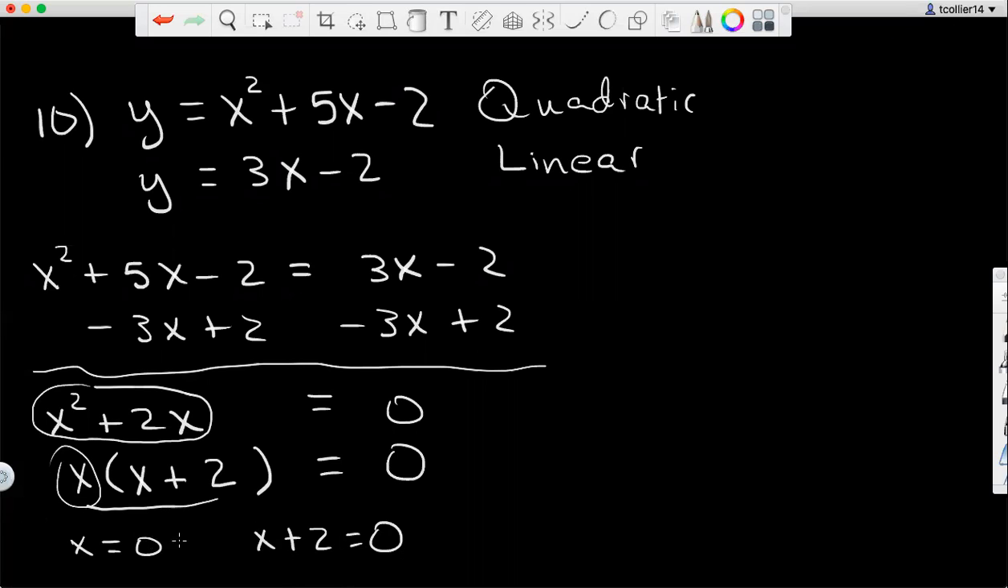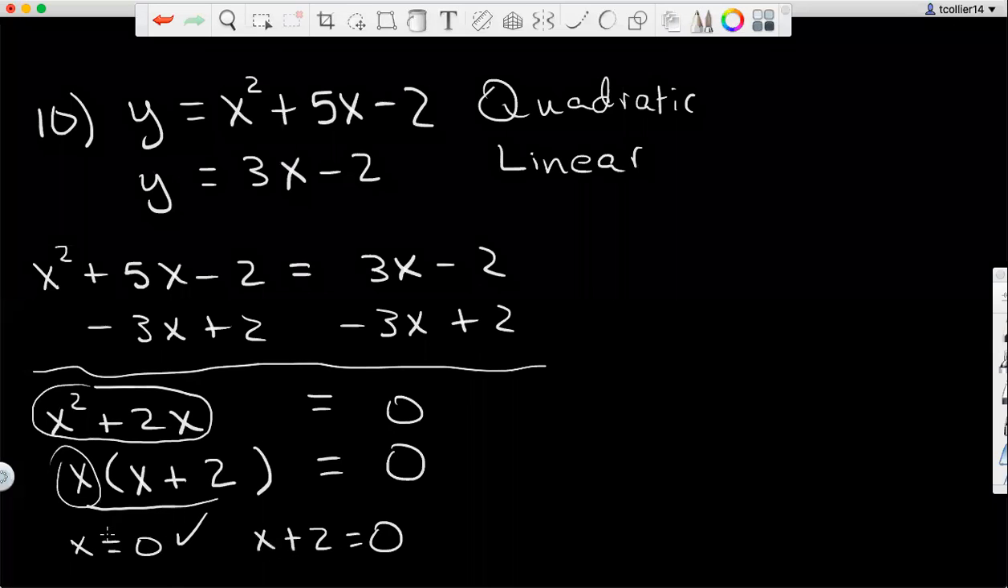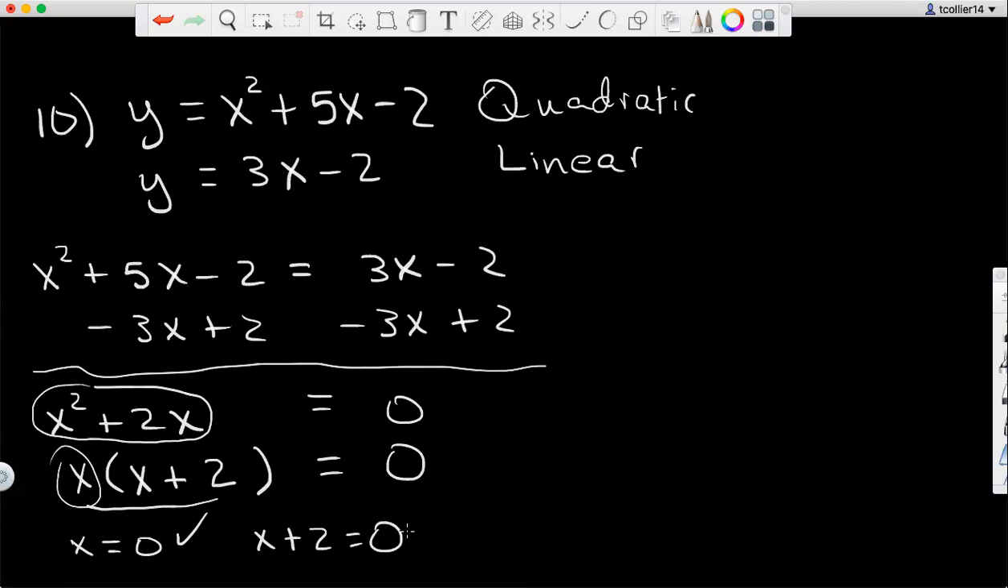Now this one is already solved for me. I don't really need to do anything to the first one. But this one is going to give me a negative 2. So x is going to be negative 2. All right, so those are my x values. So up here, I'm going to have 0 comma something and negative 2 comma something. The y values are what I need to solve for next.